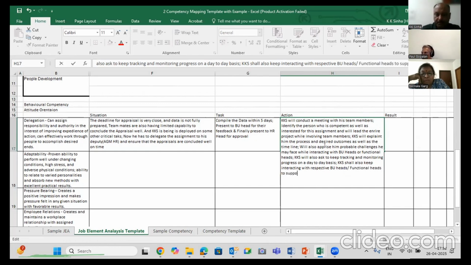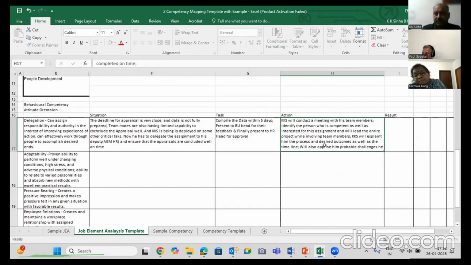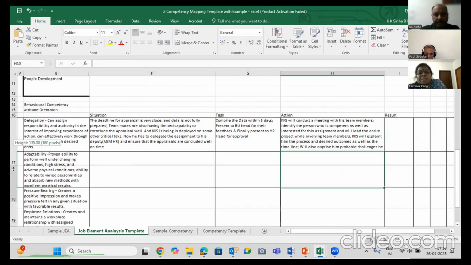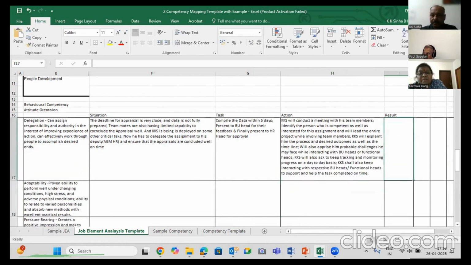Yeah, for their cooperation, na? For their support. To support them in the timely completion. Fair enough. Outcome as well as, theek hai na? Yeah. And if you want to make it crisp, you can say: functional heads to support in the timely completion of the process.